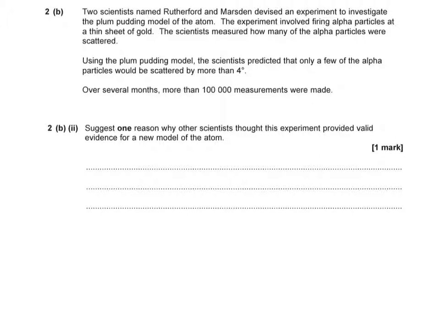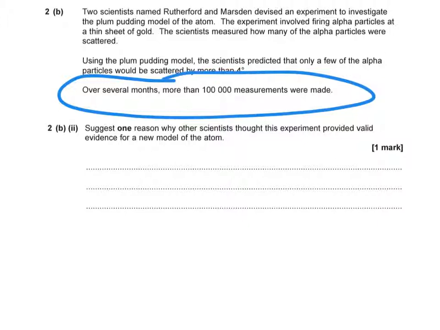So for part 2BII, it says suggest one reason why other scientists thought this experiment provided valid evidence for a new model of the atom. So if we look back, what part of it made them think that it provided valid evidence? Well, we've got here that over several months, more than 100,000 measurements were made. Now those measurements, because you're taking so many, that will make it a valid experiment, because you've got lots and lots of data that's all saying and proving the same thing.